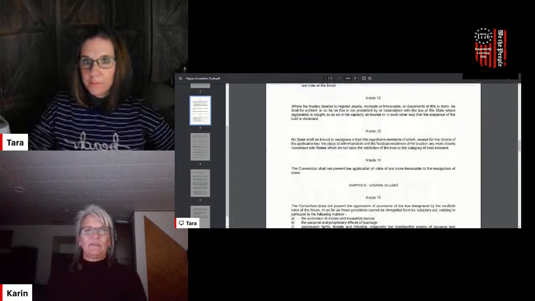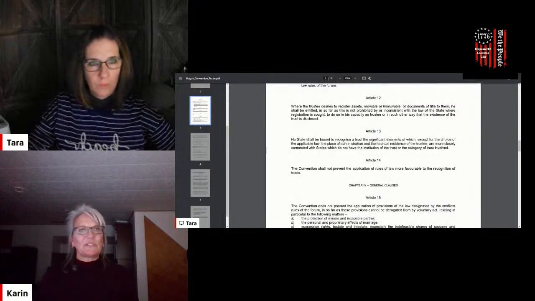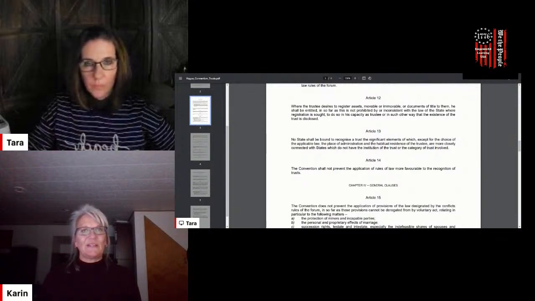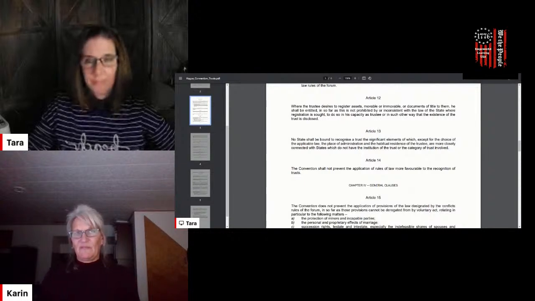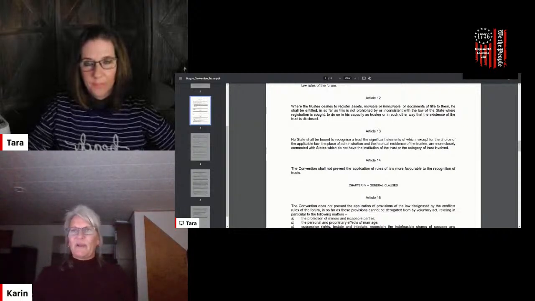Yep. Article 12. Where the trustee desires to register assets, movable or immovable, or documents of title to them, he shall be entitled, insofar as this is not prohibited by or inconsistent with the laws of the state where registration is sought, to do so in his capacity as trustee or in such other way that the existence of the trust is disclosed. Okay, so for a trustee, let's talk about an automobile.